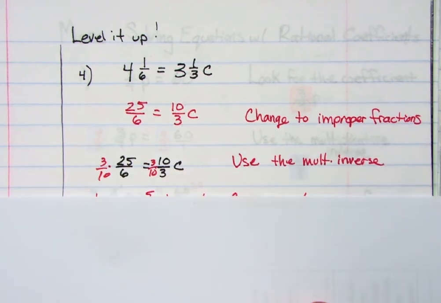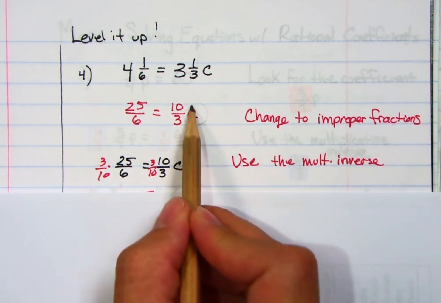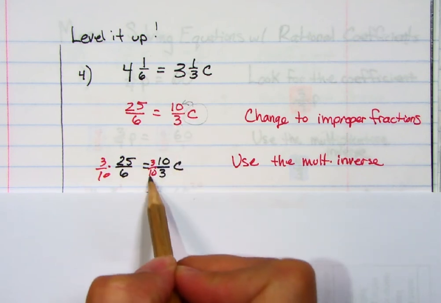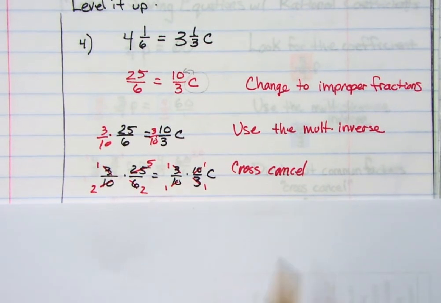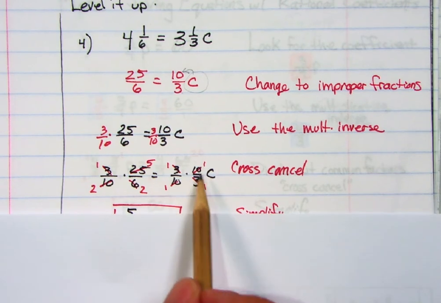Okay, then I just follow the same steps. Look for the multiplicative inverse of the variable. Well, here's my variable, so here's the coefficient. I flip those around. 3 over 10. I multiply both sides. I do some cross-canceling. On the side that has the variable, it should all cancel away and leave you with just the variable.